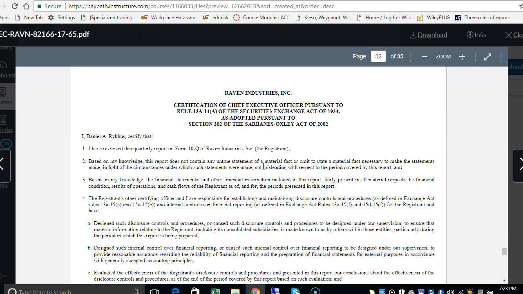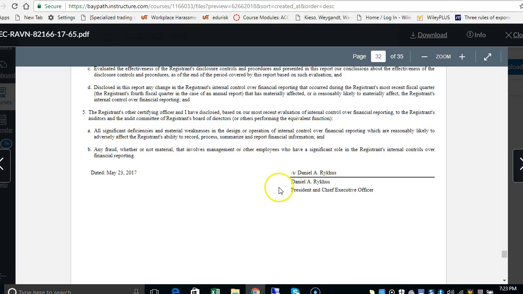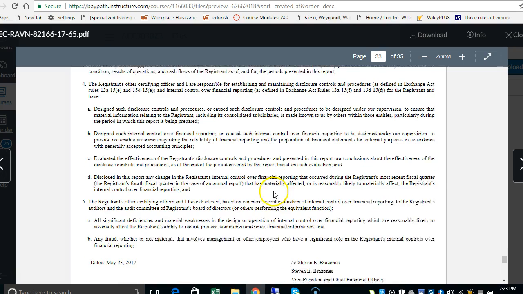So that's an idea of the Ravens 10Q, the latest 10Q. And again, any company you pull up will have a similar outline, obviously different content.